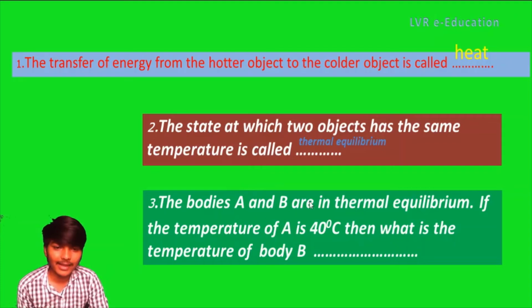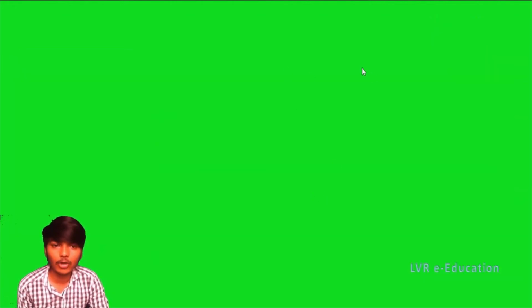So let's move on to the third question. If the bodies A and B are in thermal equilibrium and the temperature of A is 40 degrees centigrade, then what is the temperature of body B? So here A and B are in thermal equilibrium. That implies A and B have the same temperature. So if A's temperature is 40 degrees centigrade, then the temperature of B is also 40 degrees centigrade, right? The temperatures of A and B are equal. It's obvious, 40 degrees centigrade. Let's move on to the fourth question.